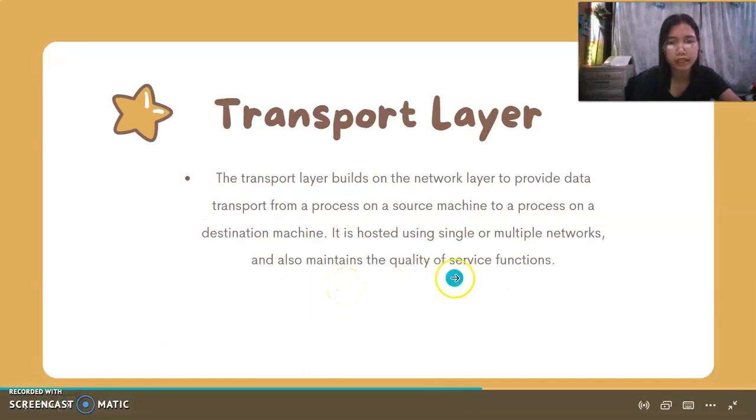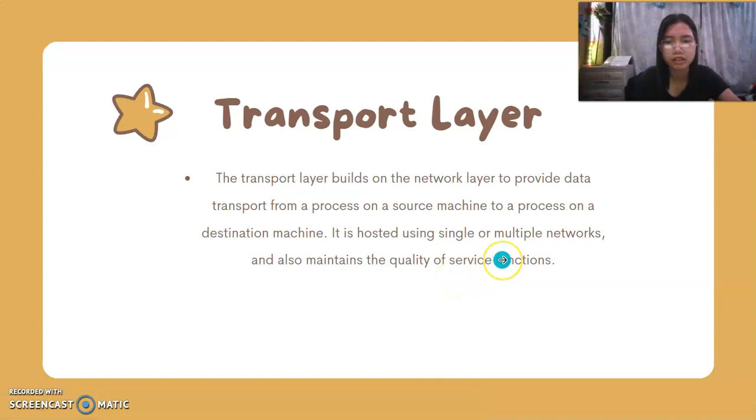Next is transport layer. The transport layer builds on the network layer to provide data transport from a process on the source machine to a process on the destination machine. It also can be hosted using single or multiple networks and also maintains the quality of service functions. Dito, yung malalaman yung reliability of communication. Sorry, nabulol. So, meron siyang tatlo: segmentation, flow control, and error control.